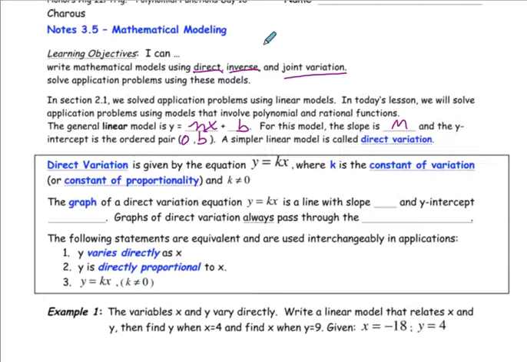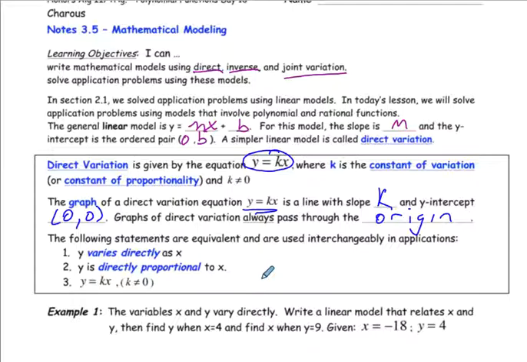A simpler linear model is called direct variation. This model of direct variation is given by the equation y equals kx, where k is called the constant of variation or constant of proportionality. k cannot be equal to 0, otherwise we don't have direct variation. The graph of y equals kx is a line with slope k and y-intercept (0, 0), right? Our b term is 0 in this equation. So graphs of direct variation always pass through the origin.